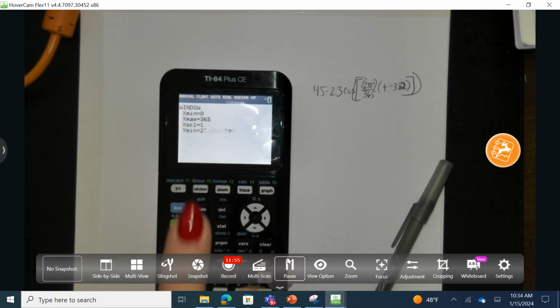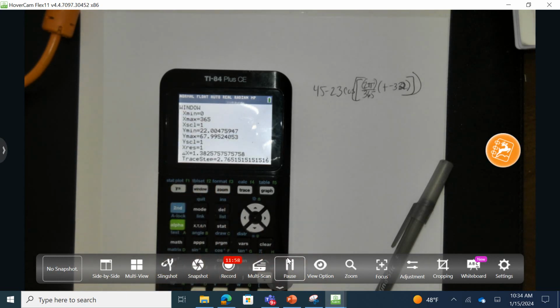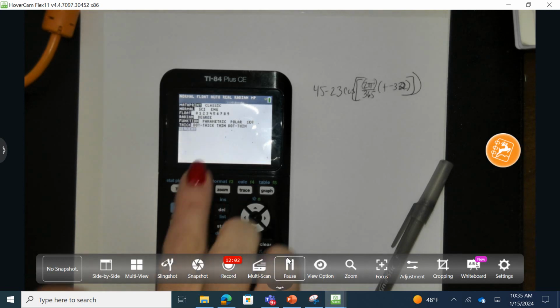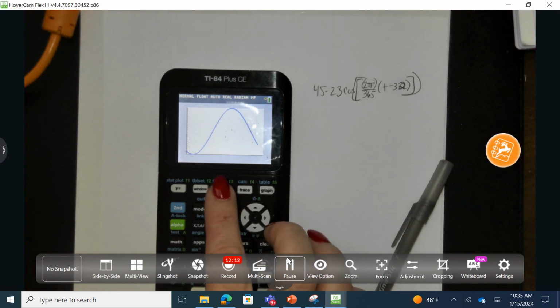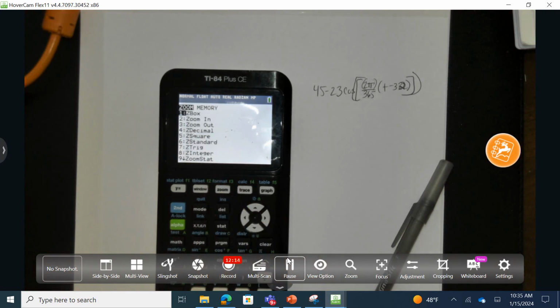And now we're going to go to window. We're talking about an entire year, so I'm going to go 0 to 365. I want to make sure my mode is in radians, and let's graph this. Oh, I should have hit zoom fit, and I think I previously did that, but let's just make sure that's the case. So as soon as it gets done here, I am going to hit zoom fit one more time. Zoom fit.